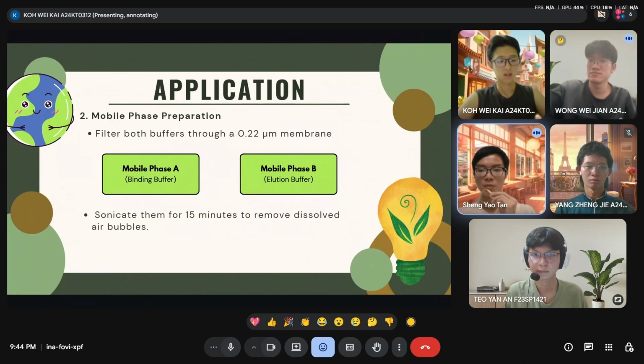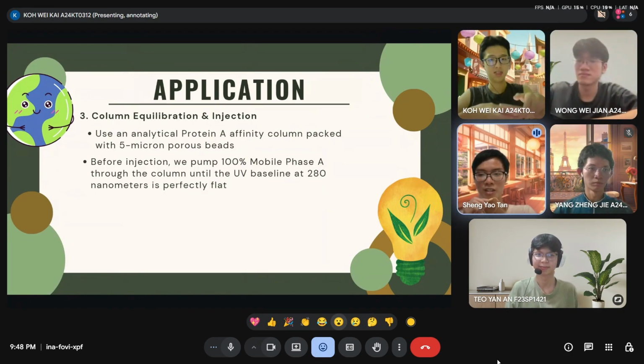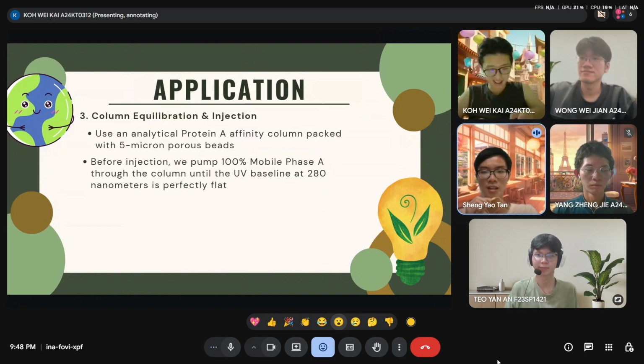Going to the next step, which is mobile phase preparation. The affinity mechanism relies on a 2-buffer system to manipulate the pH. Mobile phase A is our binding buffer, while mobile phase B is our elution buffer. Both buffers are filtered and degassed via sonication to prevent air bubbles from disrupting our baseline. And next is step 3, column equilibration and injection. We use an analytical protein A affinity column packed with 5 micron porous beads. Before injection, we pump 100% mobile phase A through the column until the UV baseline at 280 nanometers is perfectly flat. Once equilibrated, the autosampler injects 10 to 50 microliters of our prepared sample directly into the flow stream.